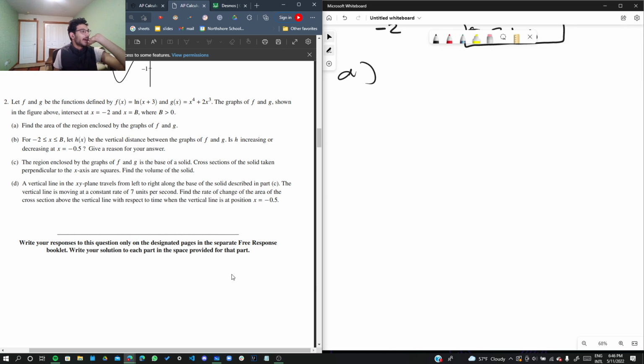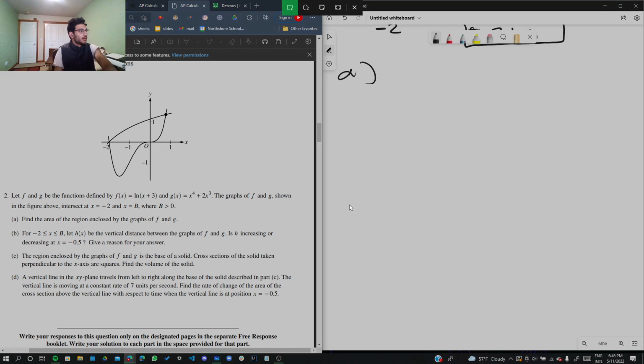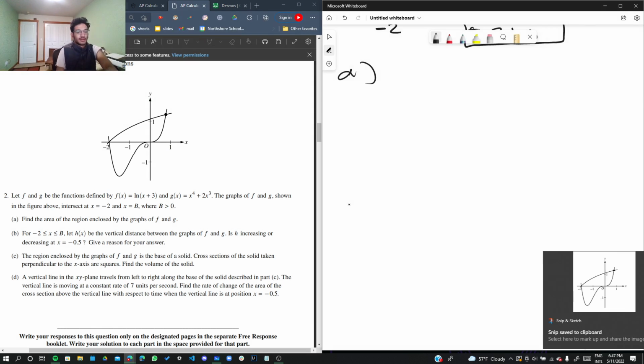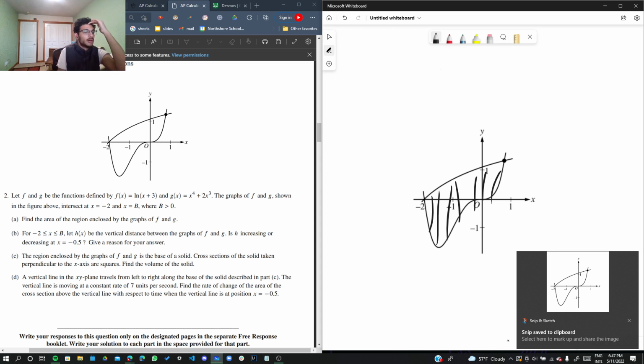A vertical line in the xy plane travels from left to right along the base of the solid described in part C. The vertical line is moving at a constant rate of 7 units per second. Find the rate of change of the area of the cross section about the vertical line with respect to time when the vertical position is at x equals 0, -0.5. Okay, vertical line. Interesting. Let's see. So we have a vertical line. Goes to here, here, here, here.